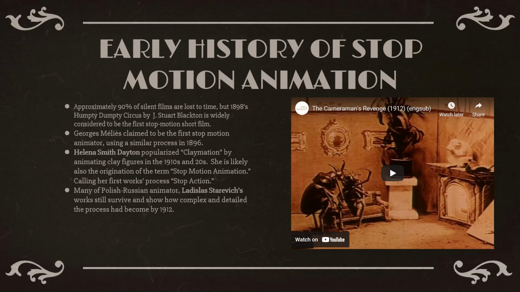So, stop motion animation was around as early as 1898. There was a film called The Humpty Dumpty Circus, but there is no footage of that short animated film. Film historians presume that this is probably the first stop motion animation film. But there could be some stuff before that. In fact, some people attribute Méliès with inventing the idea of stop motion animation. And I think that that's somewhat debatable.